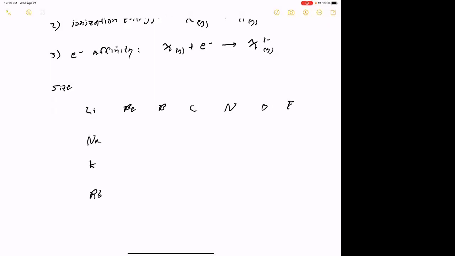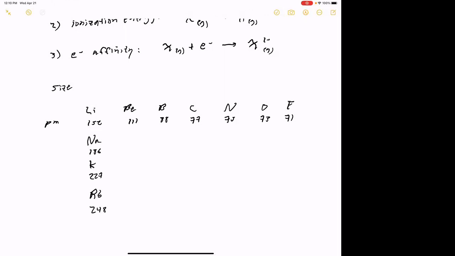Again, I'm looking at picometer radii here. So these are going to be in terms of picometers. Lithium is 152. Beryllium is 111. Boron's 88. Carbon 77, nitrogen 75, oxygen is 73, and fluorine is 71. Now moving down the column, sodium is 186, potassium is going to be 227, and rubidium will be 248. Again, we can take a look at trends here.